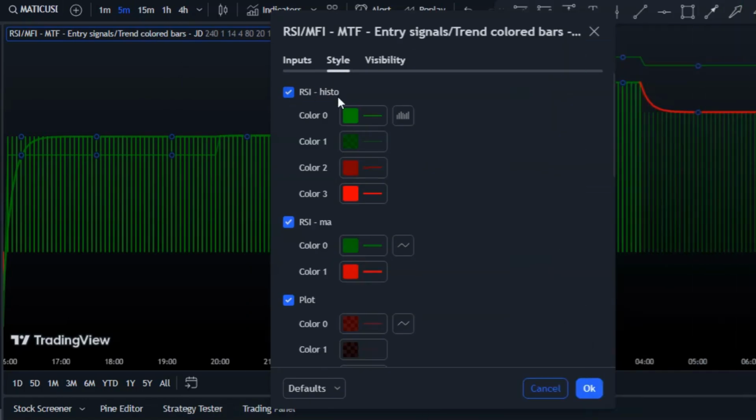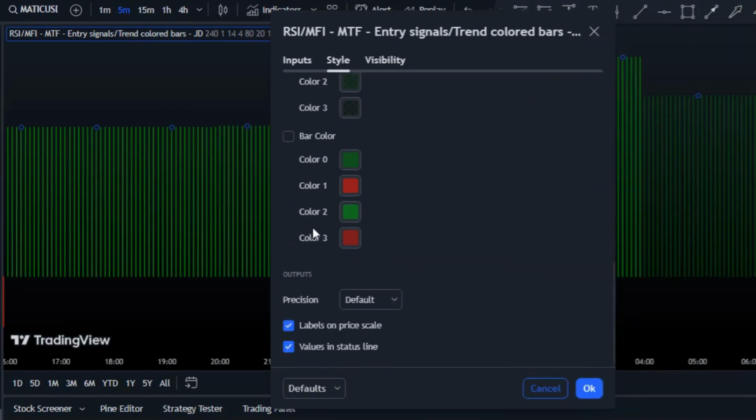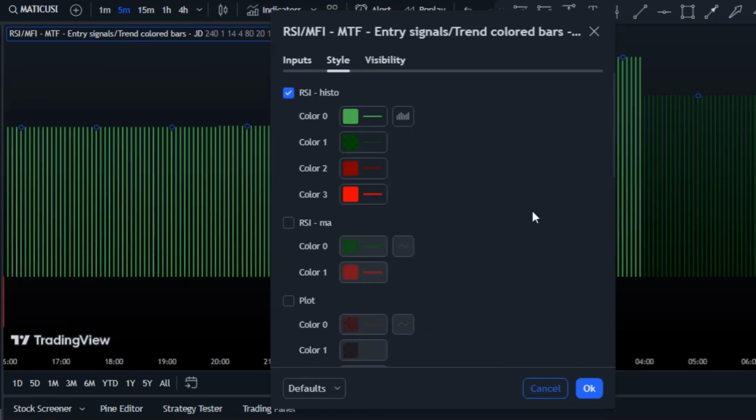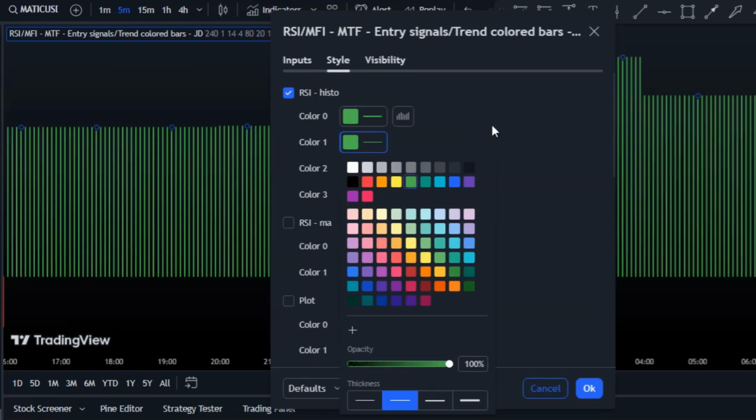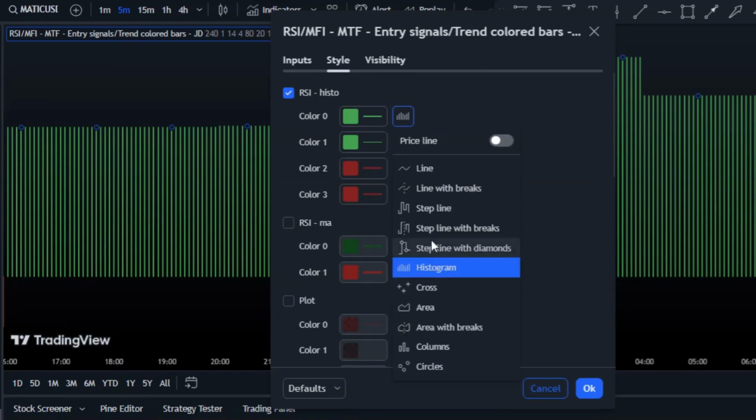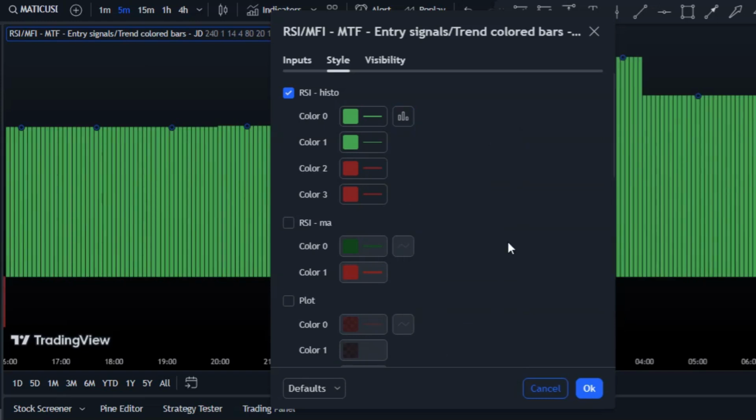Now in the Style section, we only need the RSI Histo option, so disable the other options. Then change the color of 0 and 1 to green and change the color of 2 and 3 to red. Finally, change the display type to columns. Great, we're done with the settings of this indicator.